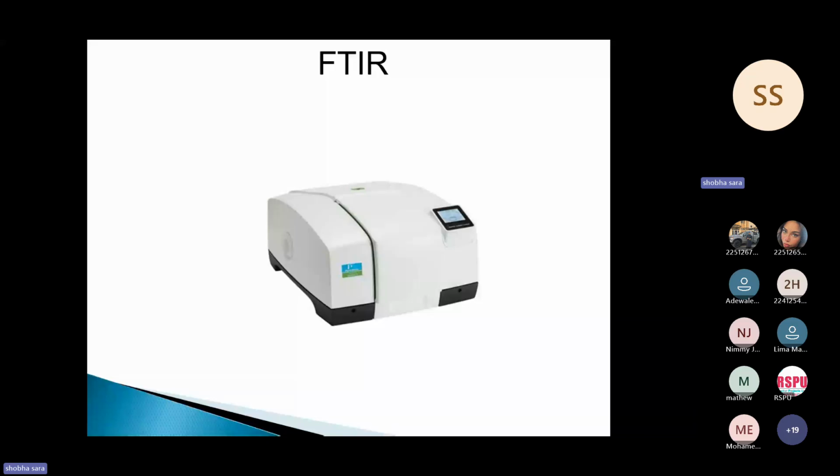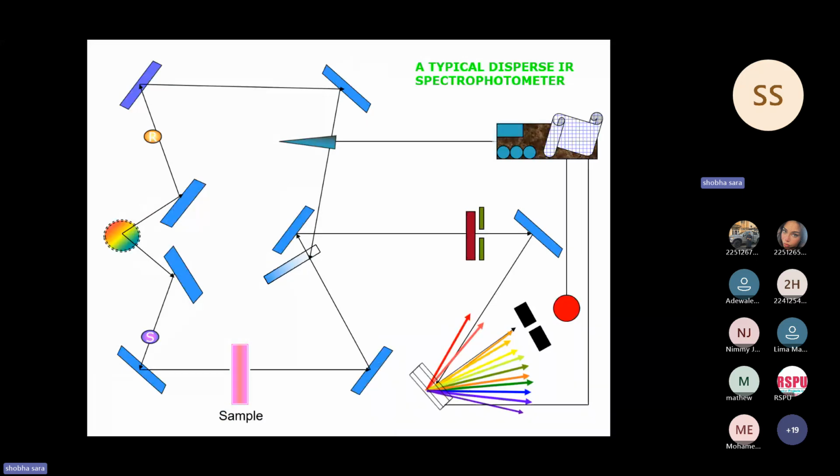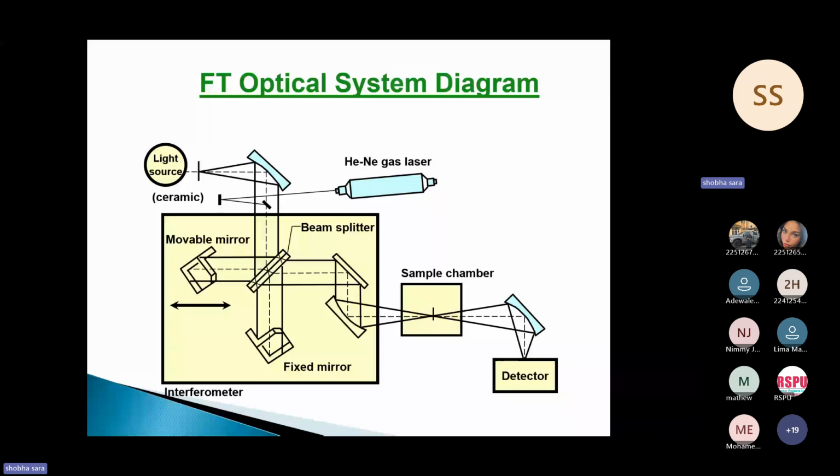The optics is mainly what is different. Here, the diffraction grating or prism was the core, but here it is another setup called the interferometer. This is the optical system diagram for an FTIR spectrophotometer. You can see there is a light source, and from the infrared source, multiple wavelengths are emitted. Then they are collimated. Collimated means they are made parallel and they are introduced to an interferometer. That optical setup, the box, is known as an interferometer.